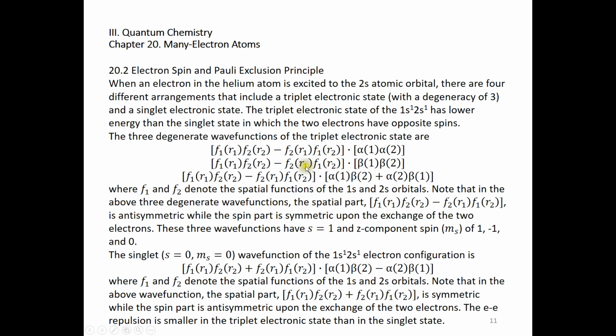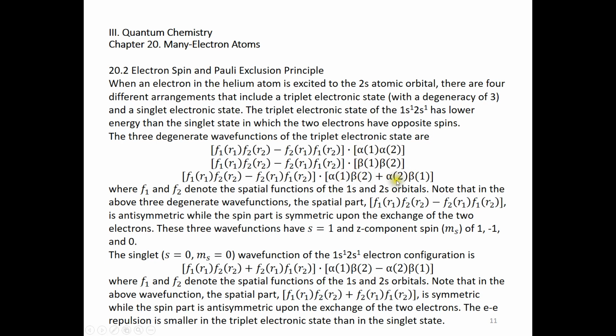They are degenerate. So we can see all these 3 wave functions are a product of the spatial part and the spin part. The spatial part is the same. It's f1 of r1 times f2 of r2 minus f2 of r1 times f1 of r2. F1 and F2 denote the spatial functions of 1s and 2s orbitals. And you can see these 3 are exactly the same. Now let's look at the spin part. It can be alpha 1, alpha 2: both electrons are alpha electrons. Beta 1, beta 2: both electrons are beta electrons.